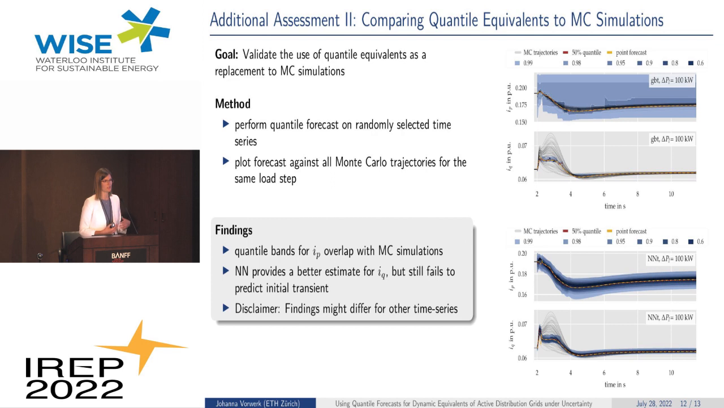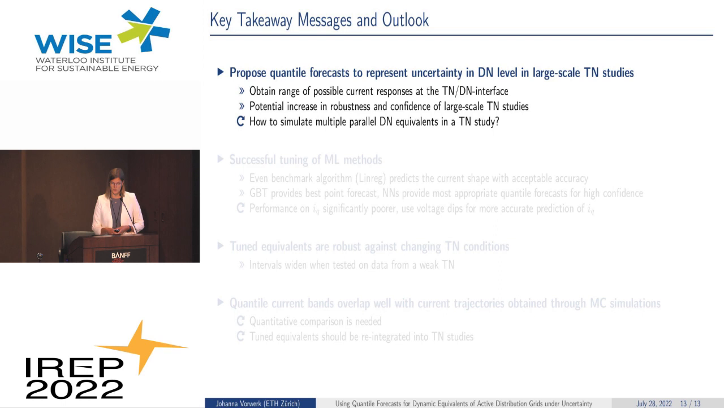However, the disclaimer is that this is, of course, very preliminary because it's only based on one time series, and we're going to need to look at a quantitative assessment here as well. So that brings me to my takeaway messages, questions, and outlook. What we've done in this work is that we have proposed these quanti-forecasts to be used to represent the uncertainty that we have in distribution grids in large-scale transmission grid studies.